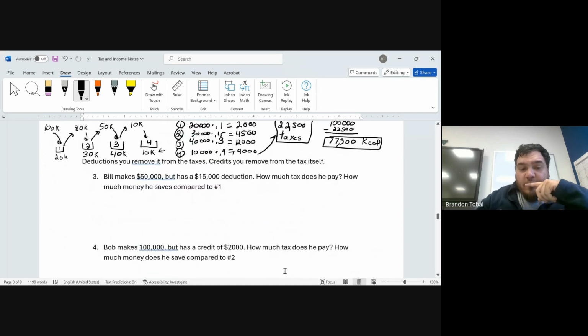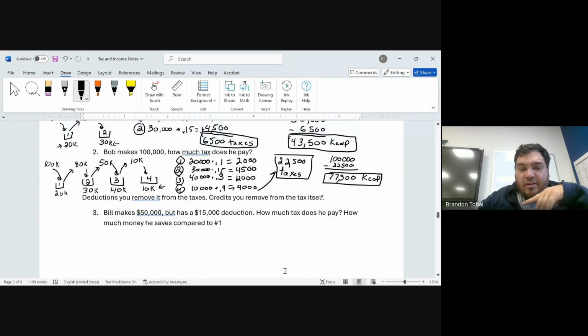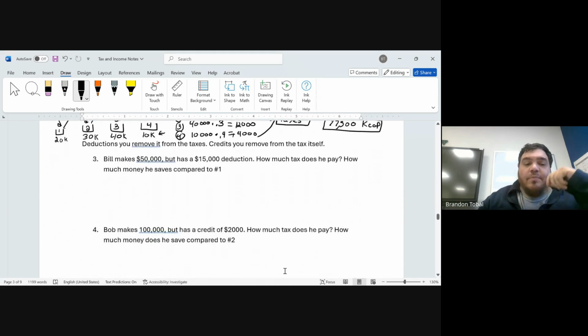Here's what we did in T1. Let's talk about deductions and credits. Deductions, you remove from the taxable income, so what you made. And then credits, you remove from the tax value itself.